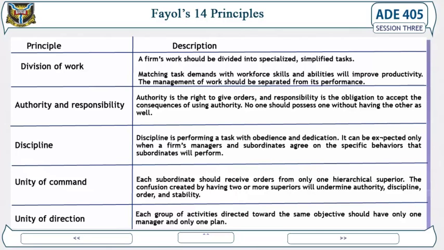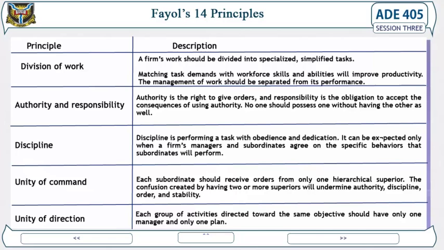Authority and responsibility. Authority is the right to give orders, and responsibility is the obligation to accept the consequences of using authority. No one should possess one without having the other as well. Discipline. Discipline is performing a task with obedience and dedication. It can be expected only when a firm's managers and subordinates agree on the specific behavior that subordinates will perform.